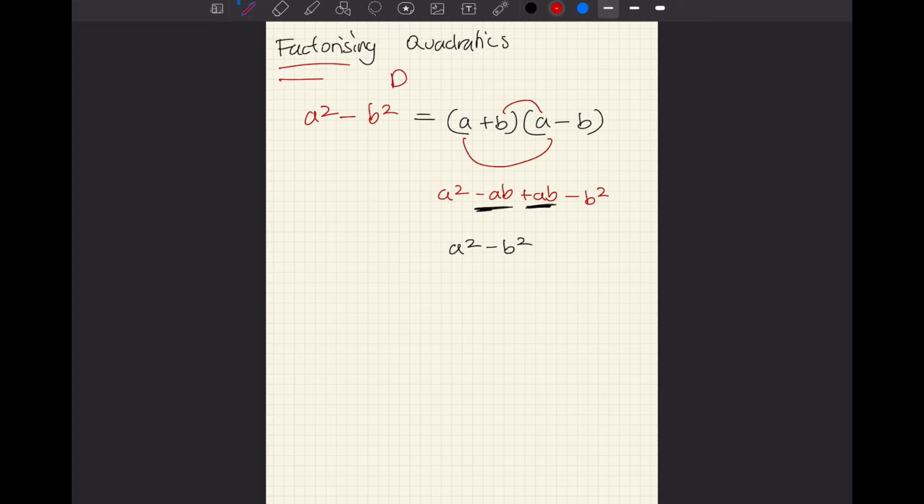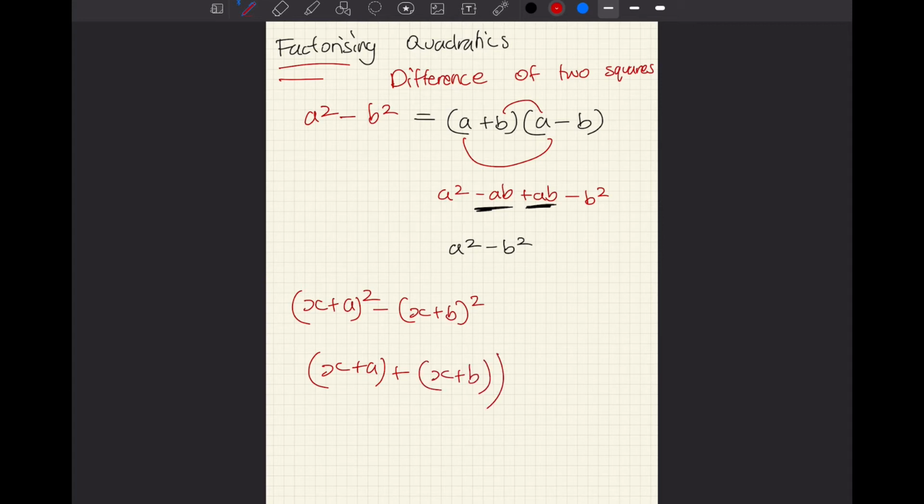We call it the difference of two squares. And it comes up everywhere. We can even see it in a situation like x plus a squared minus x plus b squared. So we could write this as x plus a plus x plus b, and then x plus a minus x plus b.